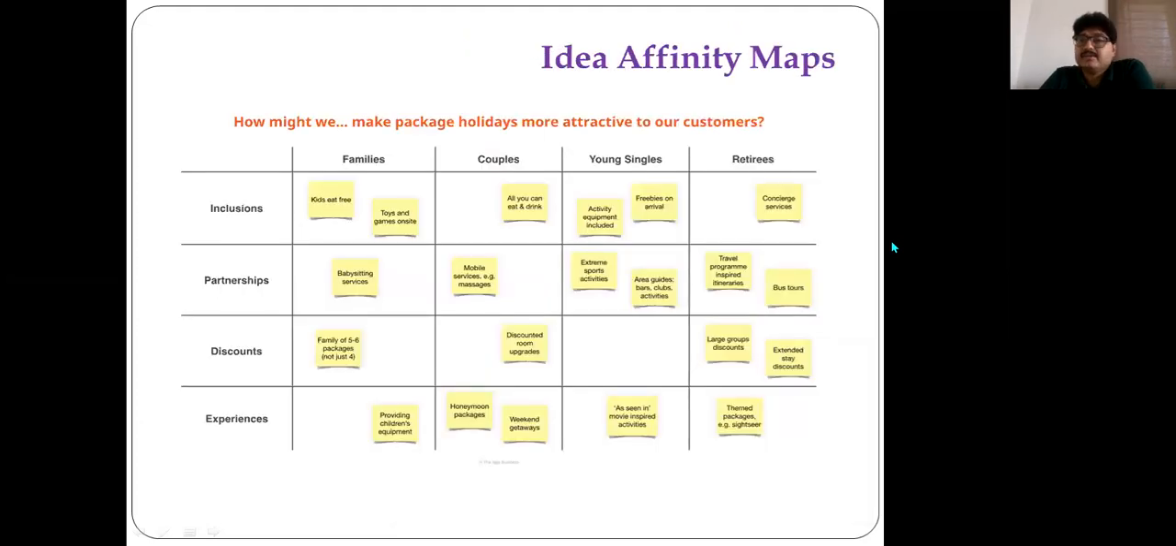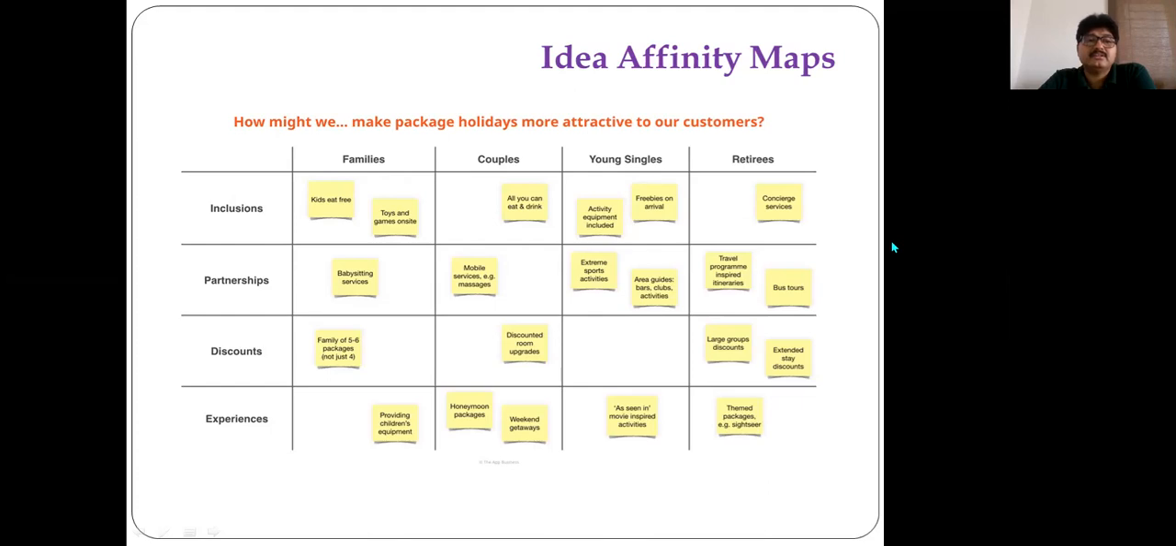Then the other way of looking at the concept selection process is idea affinity maps, where the ideas which have been generated are put into a matrix with proper similarities and connectivities between one idea and other ideas, based on the relevance of sub-functions to that idea's implementation. Here, for example, one matrix looks at how we might make package holidays more attractive to our customers.